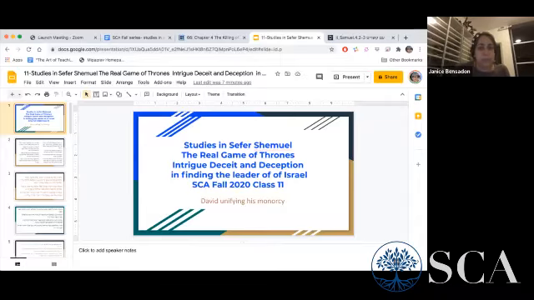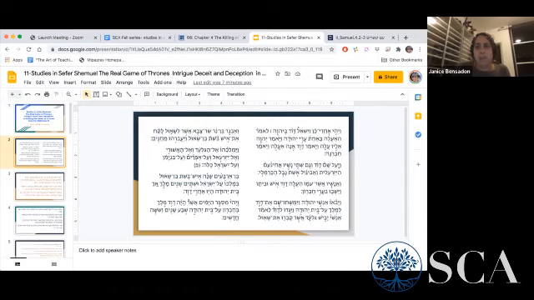So we're going to start off with the fact that, hold on, let me share the screen. We're going to start off with the fact that we have two simultaneous malchuts going at this point. We're going to see that the malchut of David starts essentially the way that Sefer Malachim ends, with Yehuda and Israel.